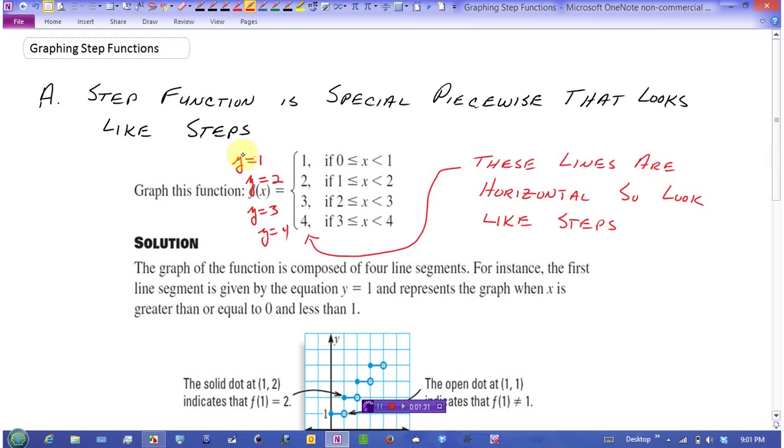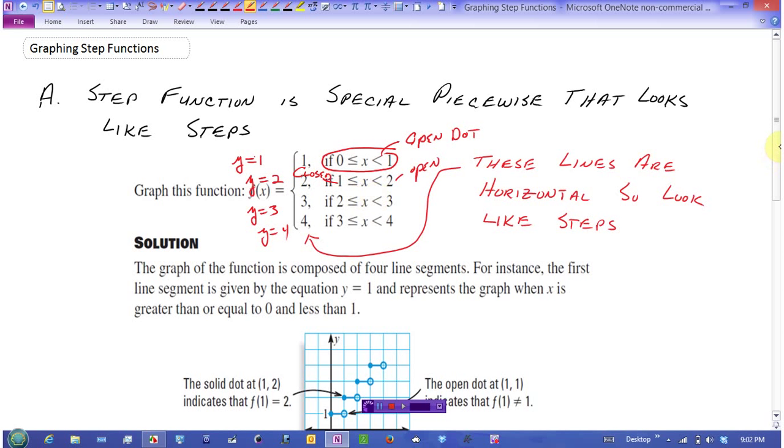But those steps, like for this first one, y equals 1, it's only going to exist when the x values are between 0 and 1. And because this doesn't have an equal to sign on this side, it's going to be an open dot. When it hits 1, then it's going to jump down to the next step, y equal to 2. And it's going to be equal to 2 between 1 and 2. But once again, on the 2, this would be an open dot. But on the 1, we see an equal to sign, so that would be a closed dot.